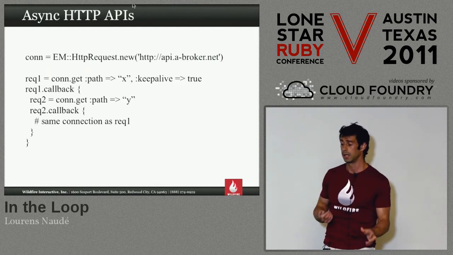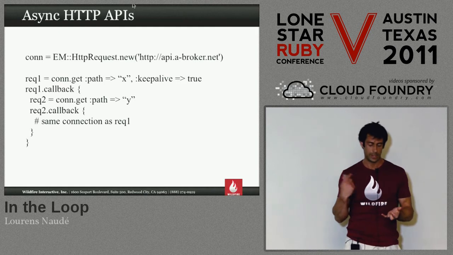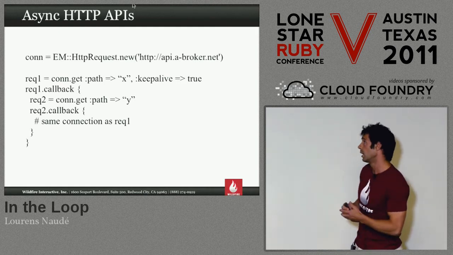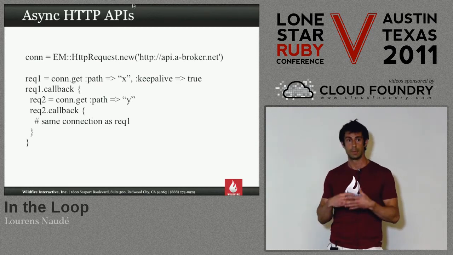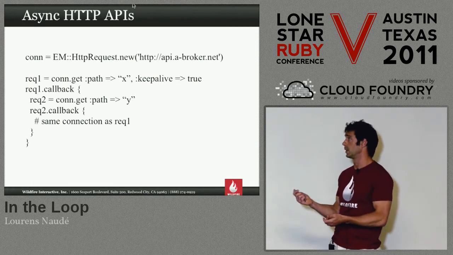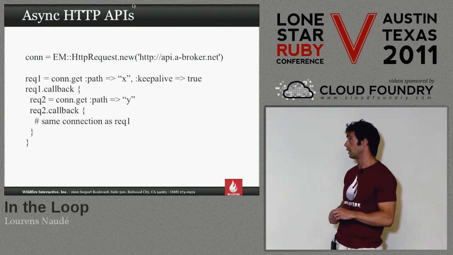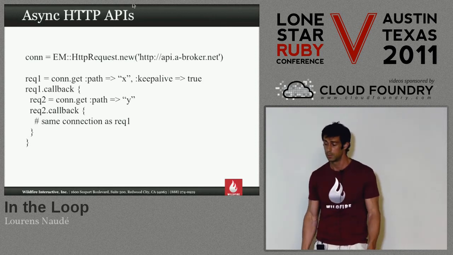Same thing with async HTTP APIs. So if we're interfacing, for example, hitting endpoints like Facebook, Twitter, etc., and we know that we're going to do a lot of work, we're going to be doing multiple requests, always try to use keep alive just to negate the connection overhead, especially in the context of the event loop as well.